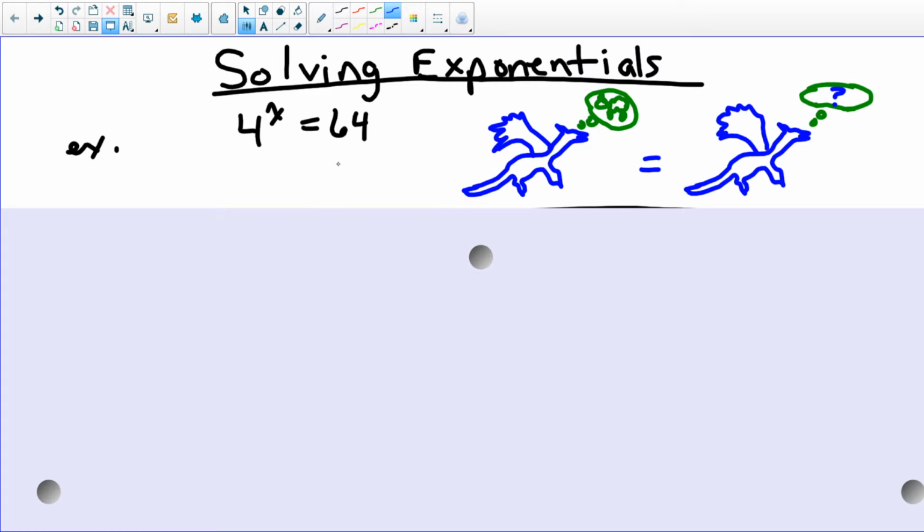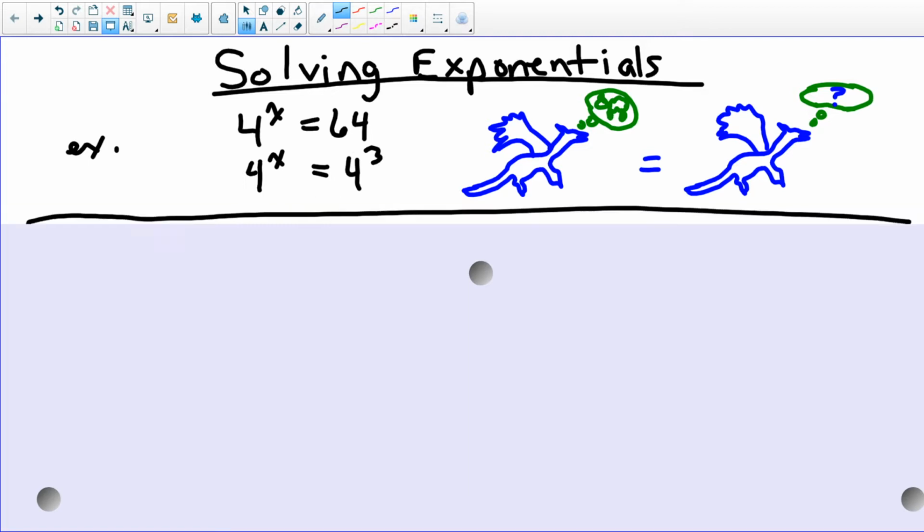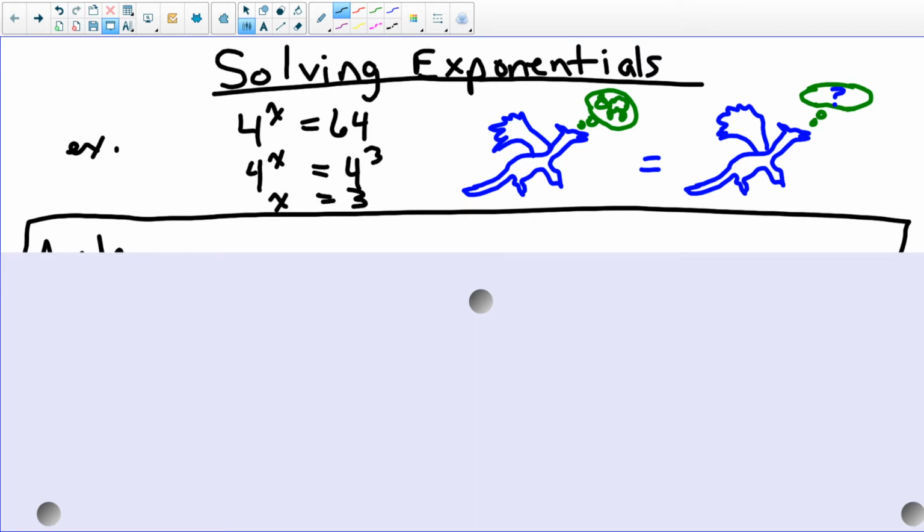Yesterday I started to show you an example of this. I'm going to just do another basic example to get us started here. What we want to do is have the same base on both sides. So 4 to the power of what equals 64? Does anybody in chat have the answer? Correct. So the answer here would be x equals 3. We would just drop the bases at this point and get x equals 3.